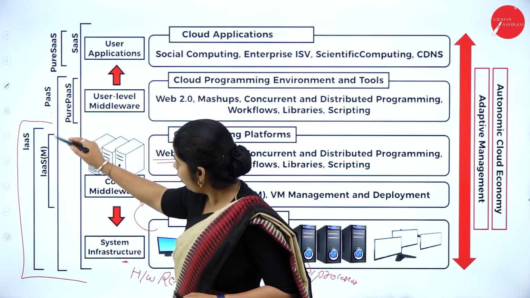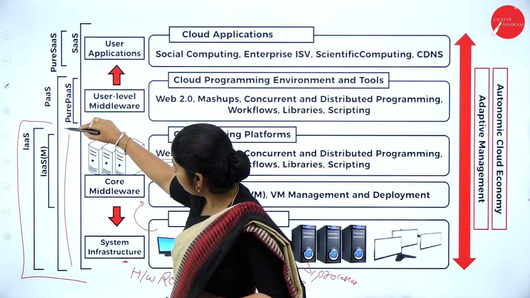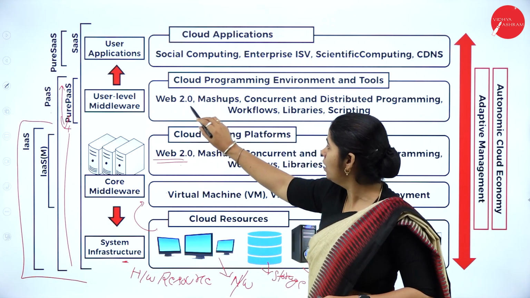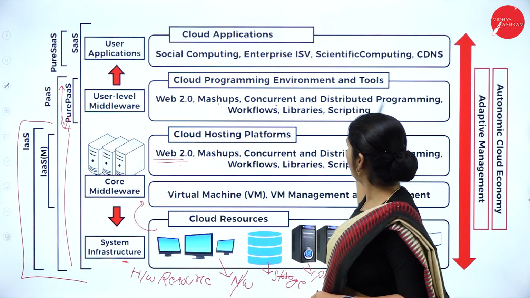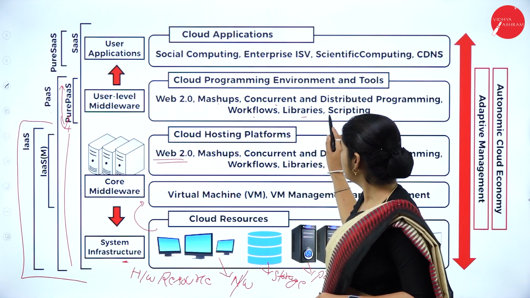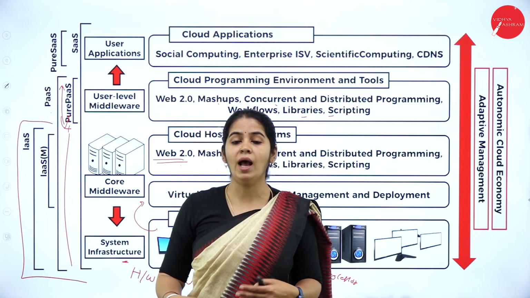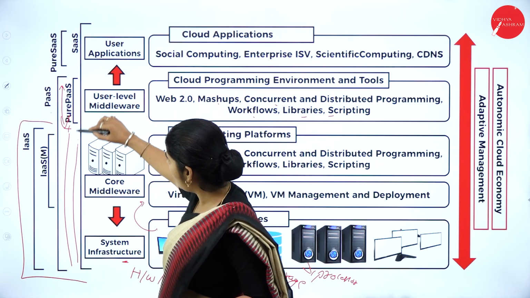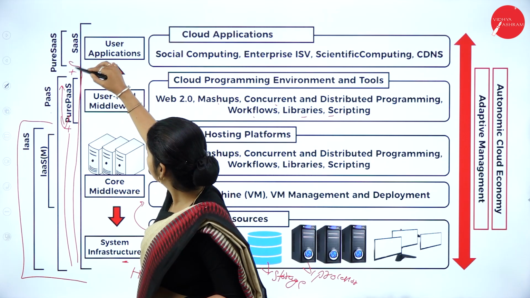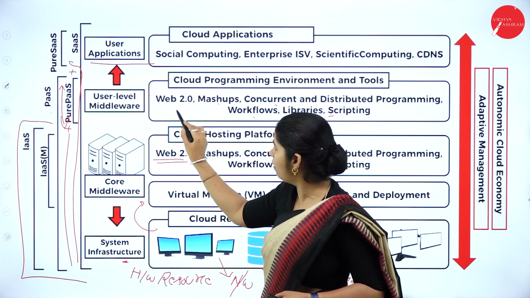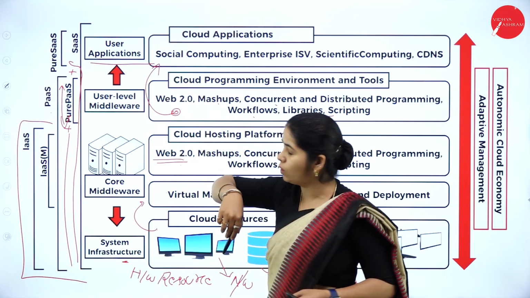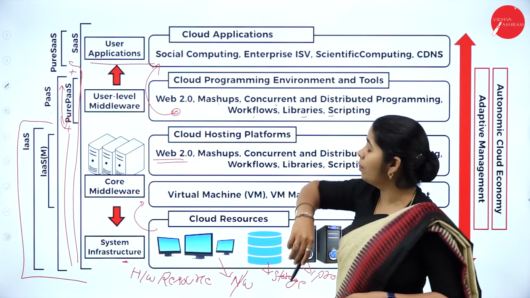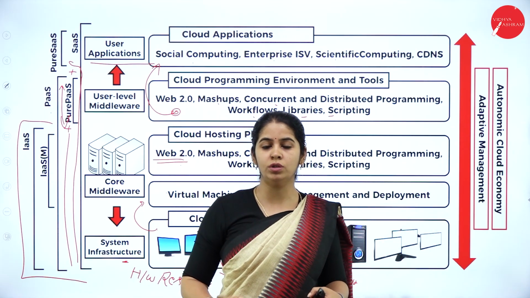Then PaaS, what do we have? Everything that is given with IaaS plus some application platforms. What are the application platforms? Mashups, concurrent and distributed programming, workflow, libraries, scripting languages. It gives you an application platform. Then what with SaaS? With IaaS as well as PaaS, it is also giving some applications which have been developed here that will be deployed on the cloud and users will be using them. That is social computing, entrepreneurs, scientific computing, all are applications that users use.